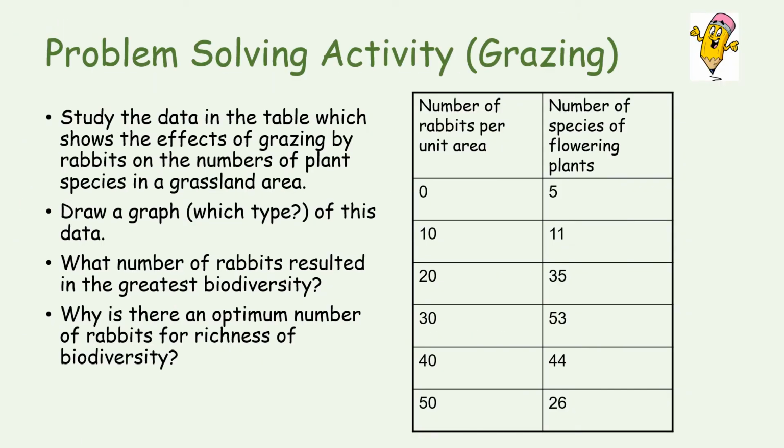Now study the data in the table which shows the effects of grazing by rabbits on the number of plant species in a grassland area. Draw a graph of the data and answer the questions. The questions are: which type of graph should you plot? What number of rabbits resulted in the greatest biodiversity? And why is there an optimum number of rabbits for richness of biodiversity? Pause the video and try to answer the questions before I go over the answers.